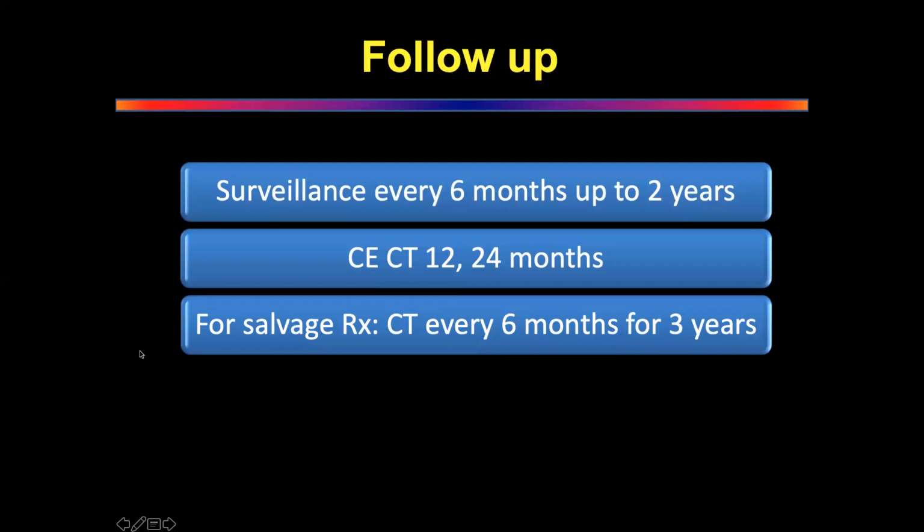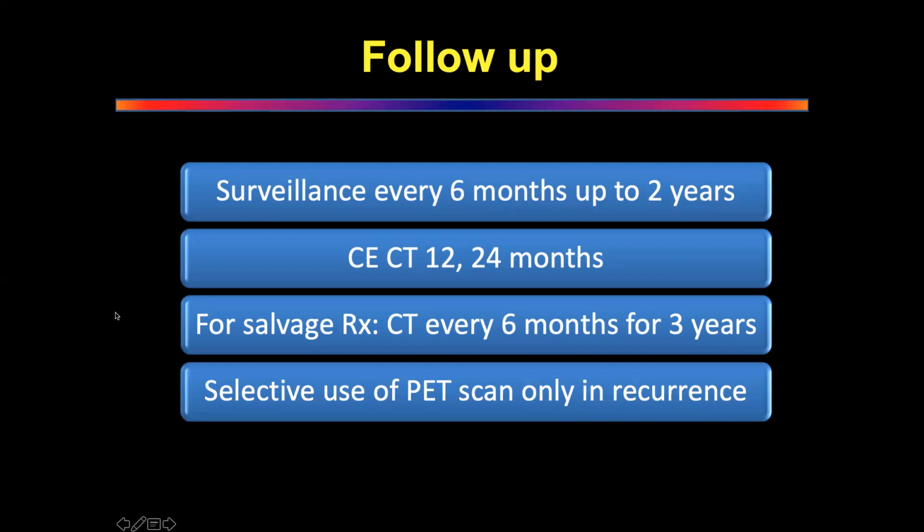The follow-up is always with CT scan, and only if needed do we do a PET scan. If we find CT evidence of recurrence, then we do a PET scan. One important thing: if there's any suggestion of recurrence, how do you confirm it?